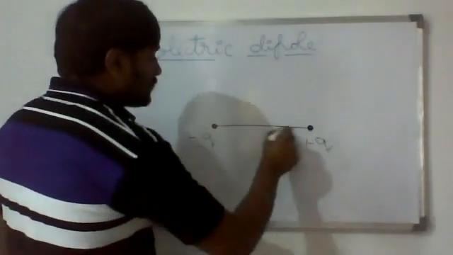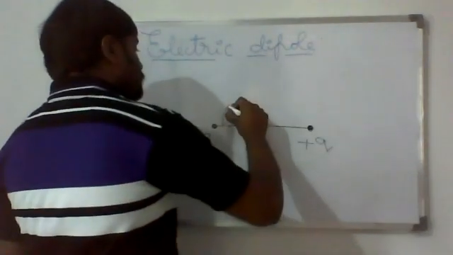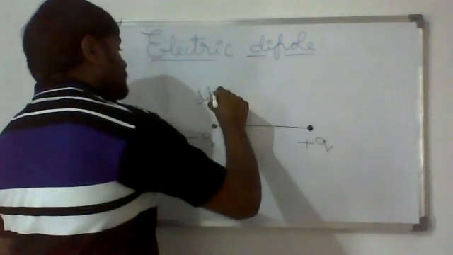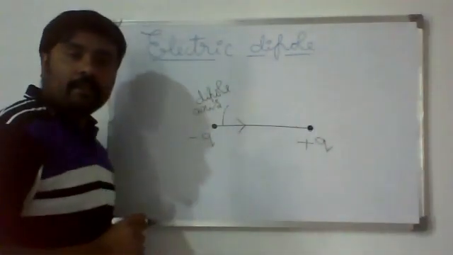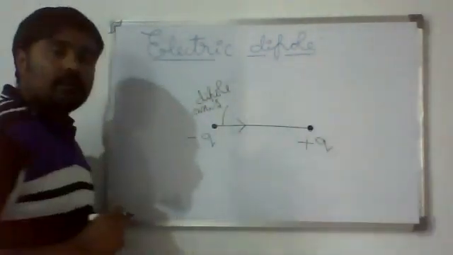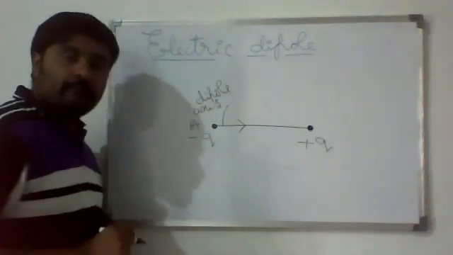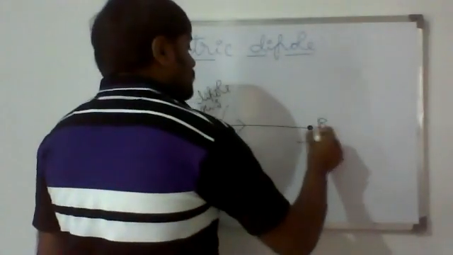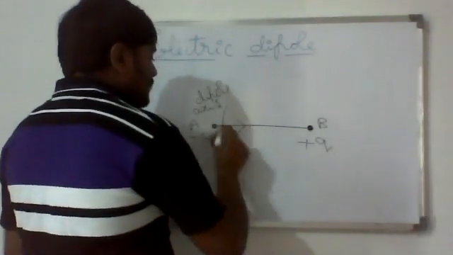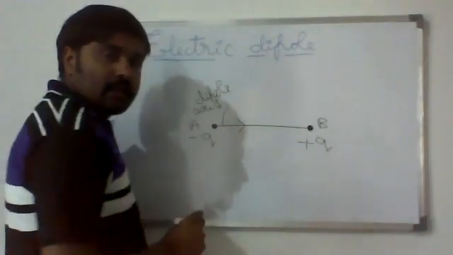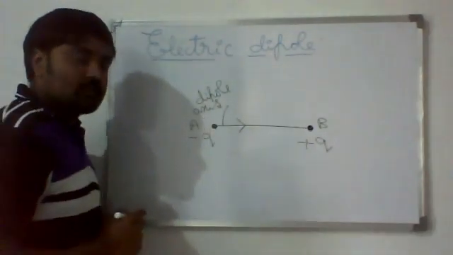The line joining the two equal and opposite charges is called the dipole axis. Let us consider A, the location of minus Q, and B, the location of plus Q. So this is the dipole axis, the line joining the two charges. It is always directed from negative charge to positive charge.